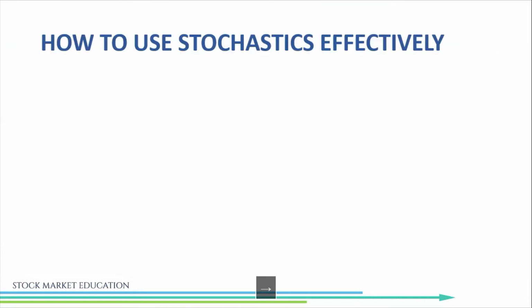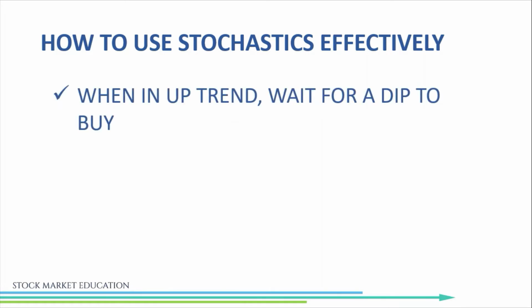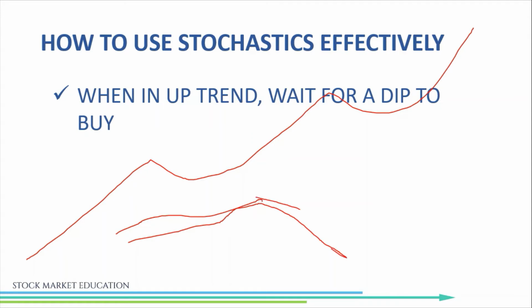Now, how to use stochastics effectively? If you observe the stochastics, it gives buy and sell signals. Sometimes it gives fake signals also, right? So how do we avoid those fake signals? Remember this: when in an uptrend, wait for a dip to buy. Suppose a stock is in an uptrend, going high, making higher high, higher low. Then in the stochastics, you wait for a dip to buy. Suppose it gives a buy signal over here, you wait for the dip, then you buy.